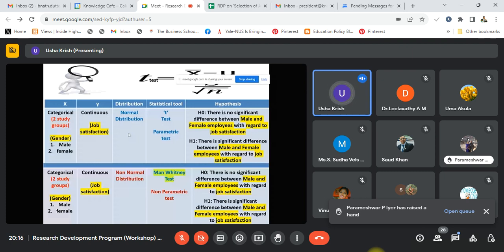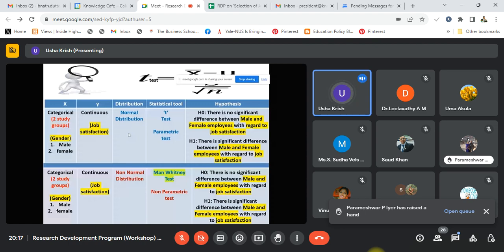So X is categorical, Y is continuous. For categorical, I have taken the example of gender. For continuous data, I have taken the example of job satisfaction. On a Likert scale, I am going to take the feedback. The distribution is normal, I am assuming. Then the t-test, a parametric test, should be applied. If I use the t-test, how to formulate the hypothesis?